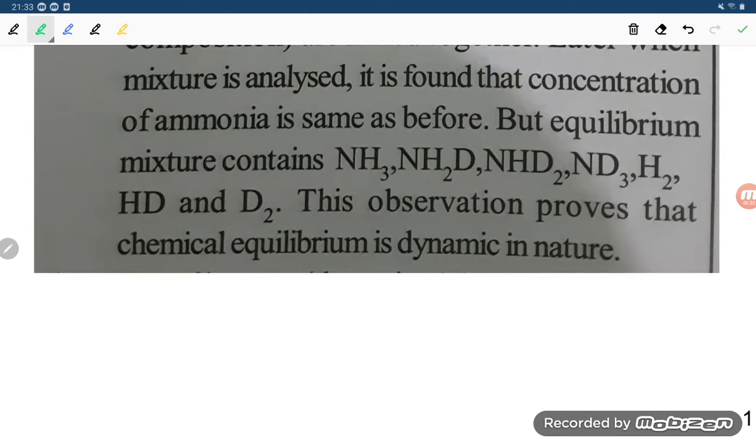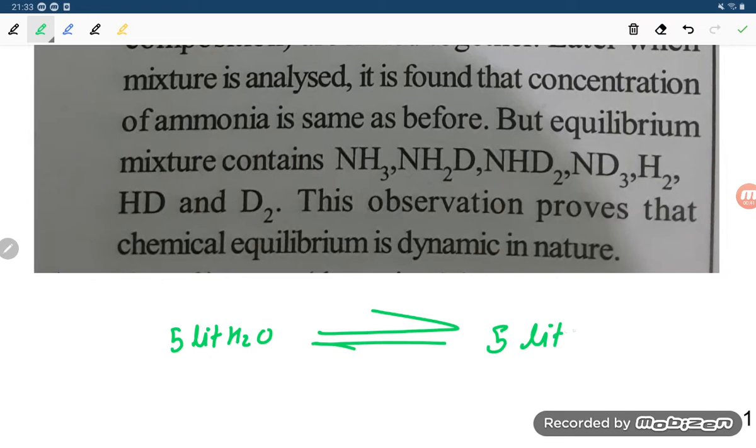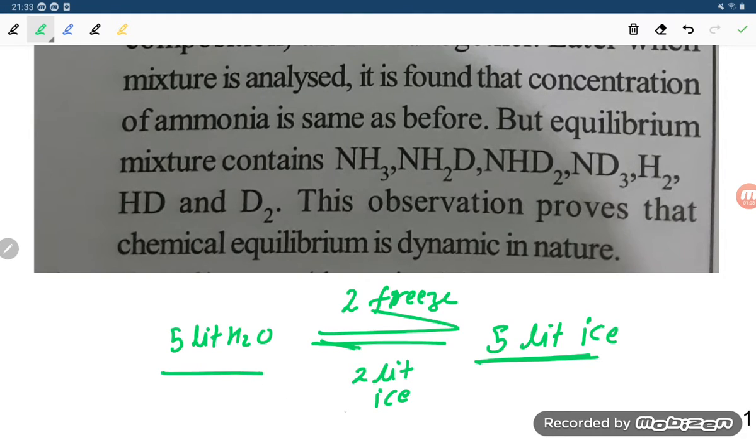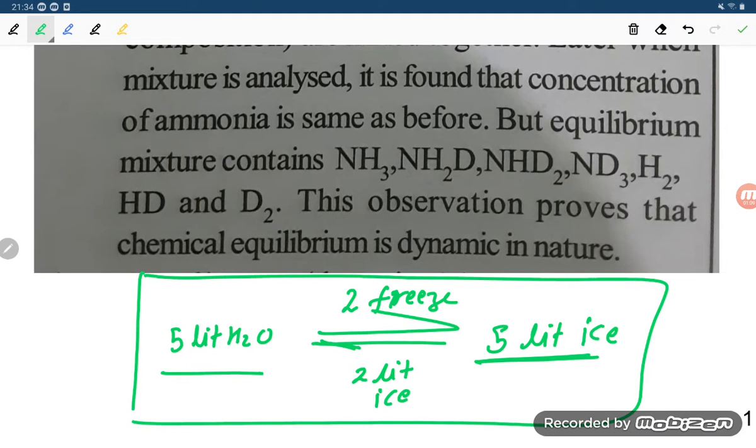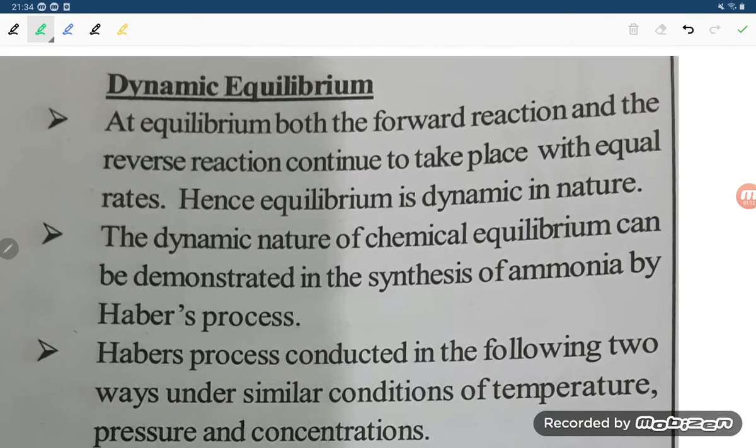In another way, suppose we are having 5 liter of H2O, and 5 liter of ice. If 2 liter of water freezes to ice, then the same 2 liter of ice is getting converted into water. This type of phenomenon taking place is what is known as dynamic equilibrium. Now let us read out the point.